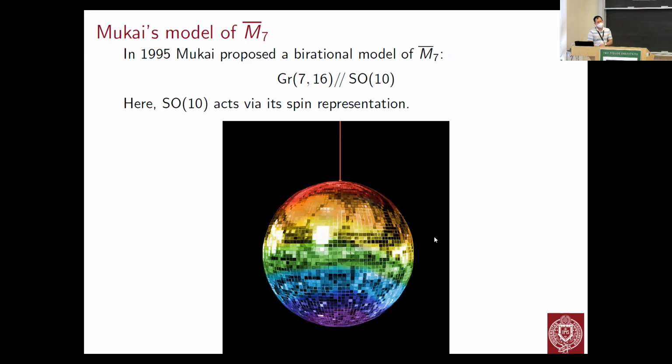Okay, so SO10, since it's a type D Lie group, has these irreducible representations that don't come from the tensor product of the standard representation, the so-called spin representations. For SO10, they're 16-dimensional, and that's how SO10 is acting on this Gr(7,16). Let me say a little bit more about how we get there.